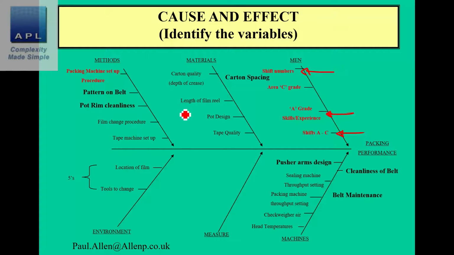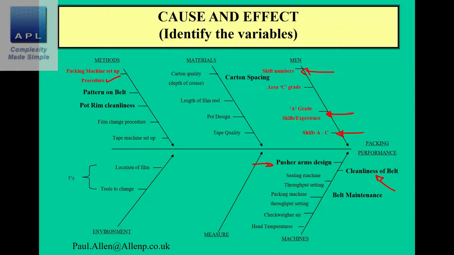So I have to say there are some things that are a little bit too general for me. This where it says setup procedure, that's too general. It should be broken down into physical settings, the speed of the machine, the height of the guide, the width of the guide, the choice of the pusher arm, whatever the variable is. They should be written down as individual variables. Like this one here, look. So pusher arm design, cleanliness of the belt, they're nice specific variables.